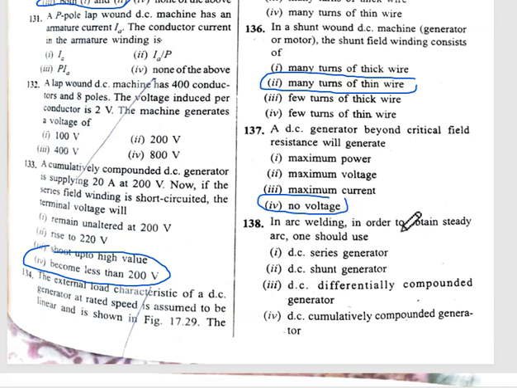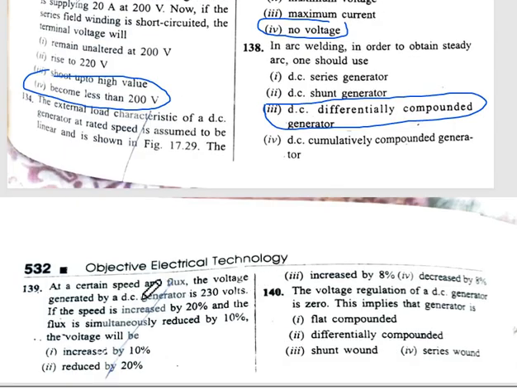In arc welding, in order to obtain a steady arc, one should use a DC differentially compound generator. The voltage regulation of a DC generator is zero. This implies that the generator is flat compounded.